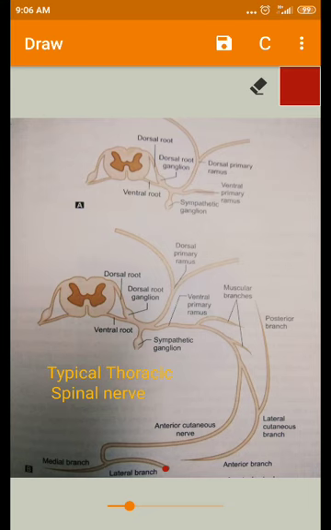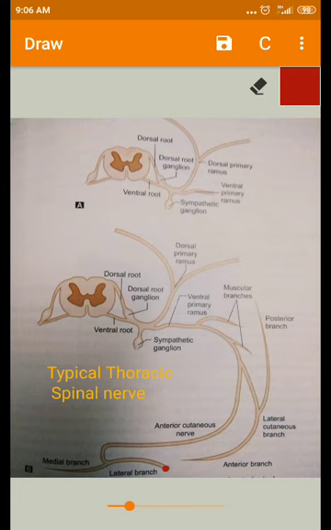Dear students, welcome back. We have finished the muscles which are present in the thoracic region. So now we are going to see the intercostal nerves. Before going to intercostal nerves, first we have to revise the typical thoracic spinal nerve.